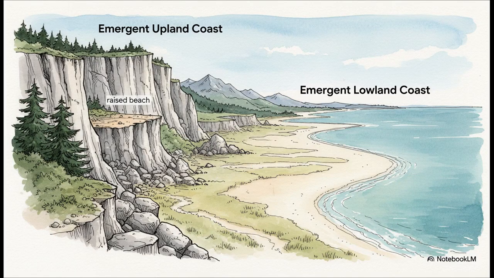Now, on the flip side, you have coastlines of emergence. This is what happens when the land itself gets pushed up. So if a flat piece of the continental shelf gets raised out of the water, you end up with a very gentle, sloping lowland coast. But if a whole block of land gets pushed up because of an earthquake or faulting, you get a dramatic emergent upland coast with super steep cliffs.